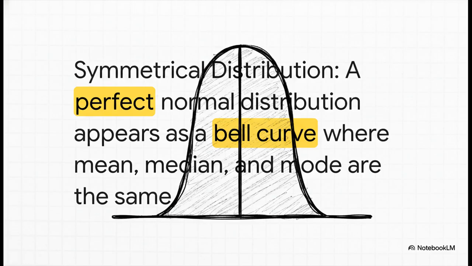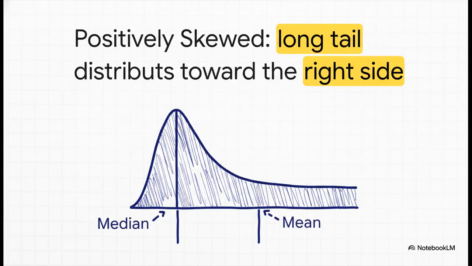Right here, the mean, the median, and the mode all line up perfectly in the middle. This is called a normal distribution, and it's kind of the gold standard we're often looking for. But of course, the real world is messy. It's rarely that perfect. A lot of the time, your data will be skewed. A positive skew, like you see here, has this long tail stretching out to the right.